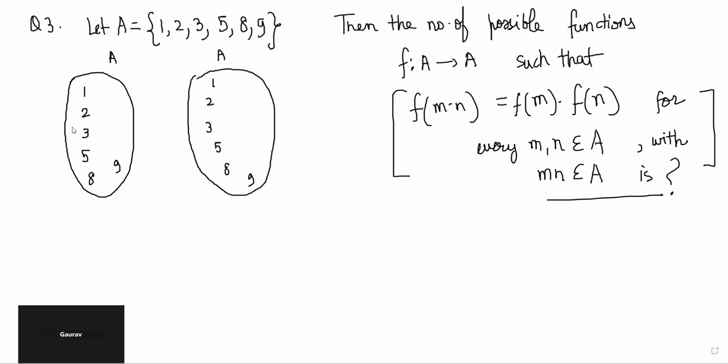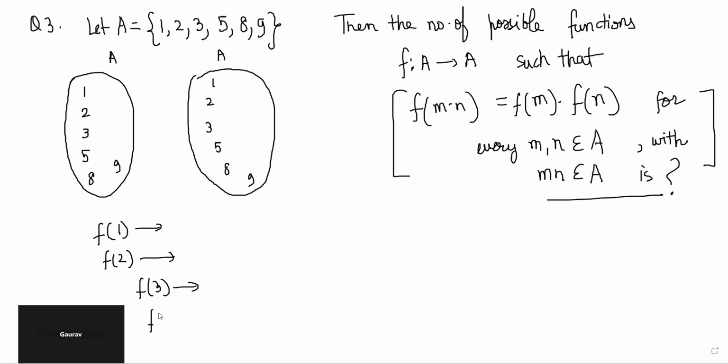How will you define a function between these two sets? What are you supposed to figure out? The first element will map to another element. You are supposed to know how the mapping is. f of 1 is what, f of 2 is what, and so on, right?